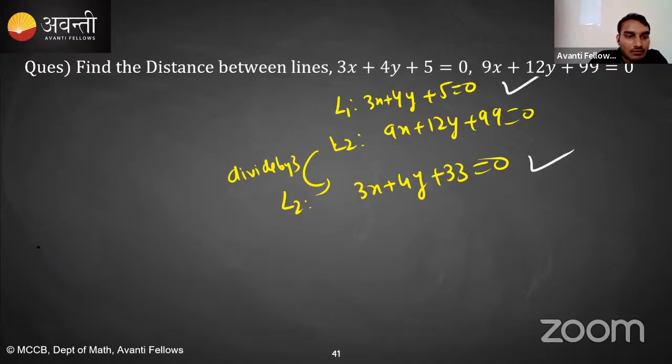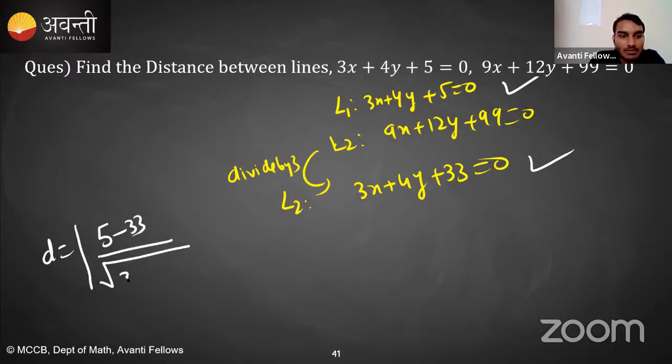Now, what is the distance between the lines? The distance is the difference of their constant terms, so 5 minus 33 upon root of a square plus b square. What distance did we get? 5 minus 33 is 28. So 28 by 5.